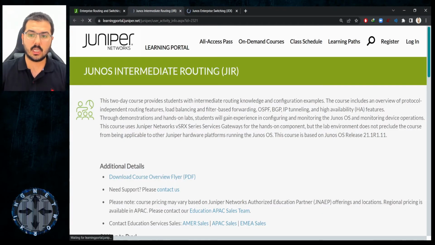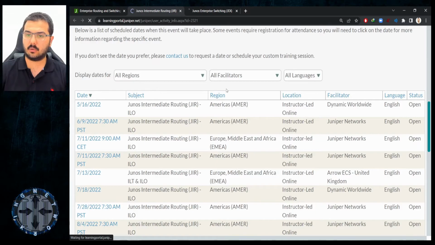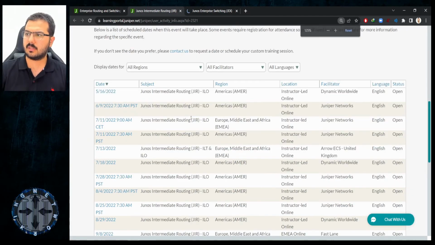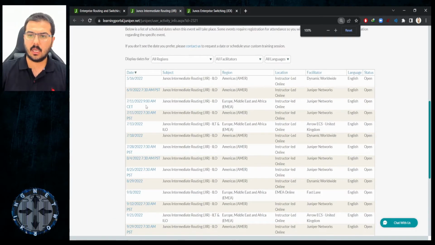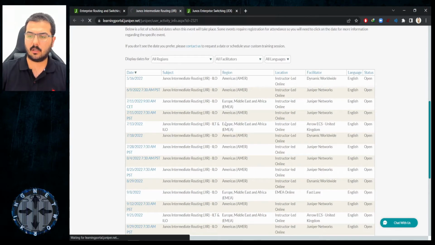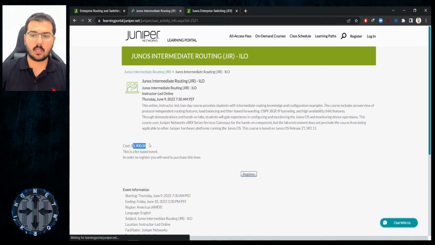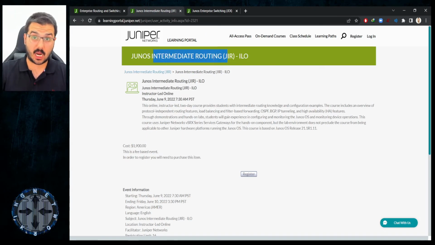If I want Junos JIR, I will have to click on a session. This is a little bit zoomed in, actually. I would like to take this session, which is for Americas AMER. If I click on that session, I would like to book it. It will cost me $1,900. And this is only half of the preparation, because it's only intermediate routing, JIR.